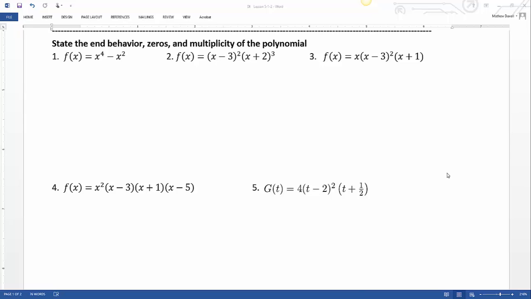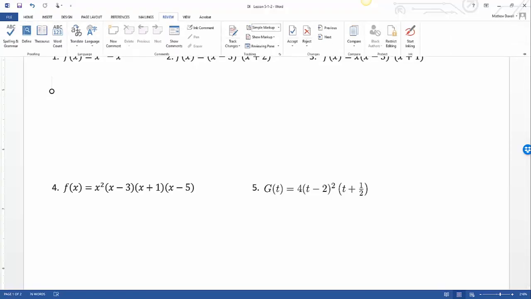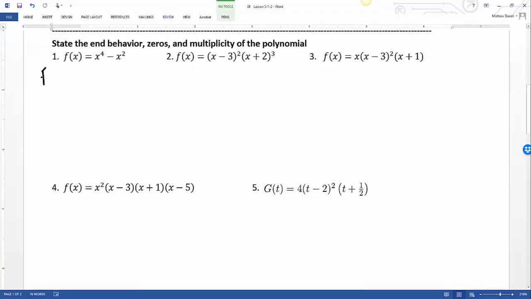All right, so state the end behavior, zeros, and multiplicity of the polynomial. Now for the end behavior, we need to look at two things. We need to look at our leading term to determine, is my degree odd or even? Is it positive or negative? And so in this instance, it's positive and even.